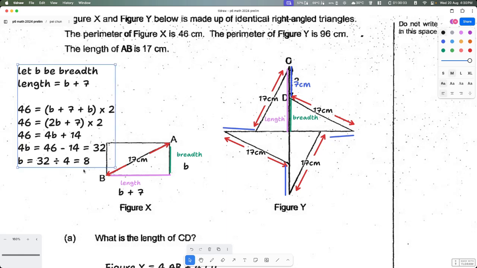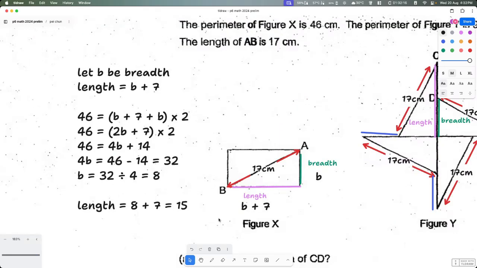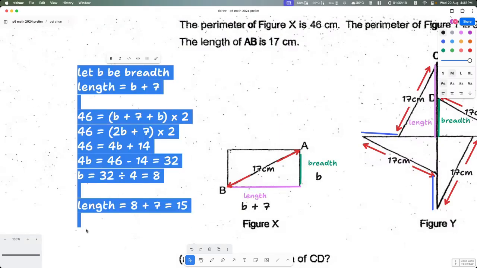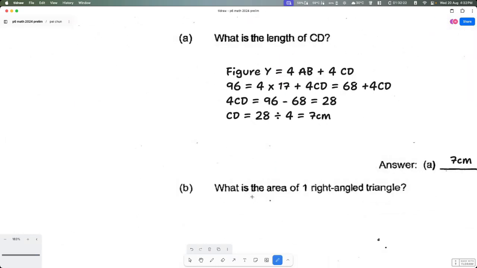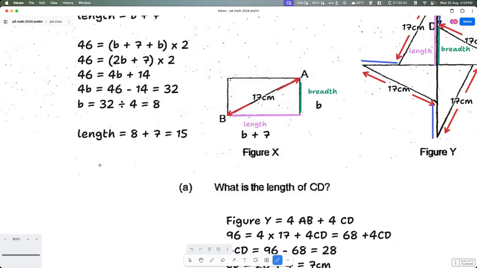So now we know the breadth is 8, and the length is equal to 8 plus 7, which is 15. Now we know the length and the breadth. Part B asks for the area of one right angle triangle.